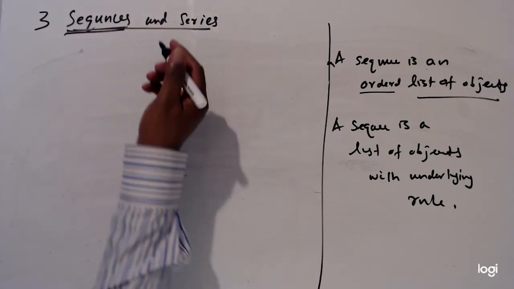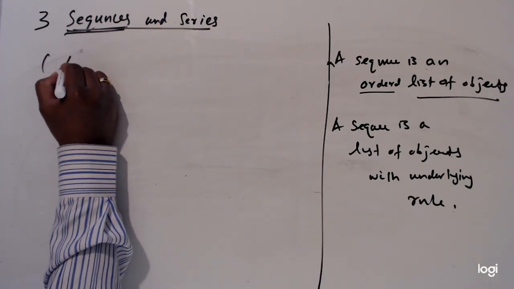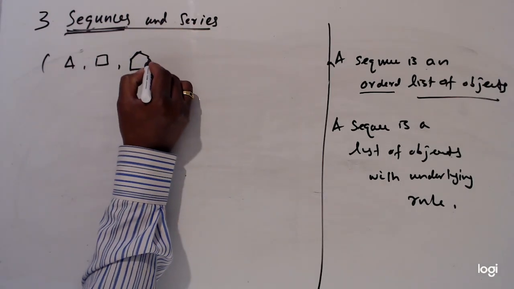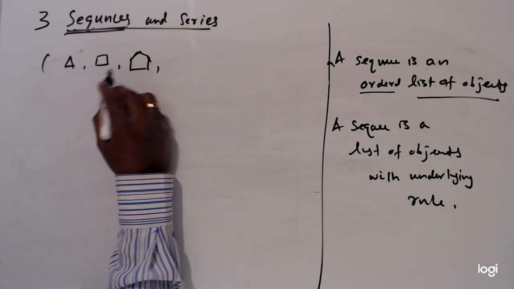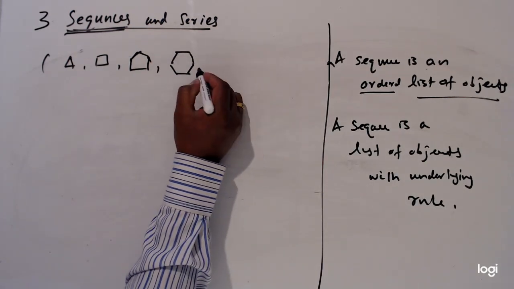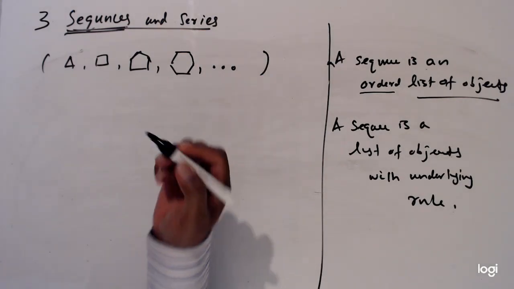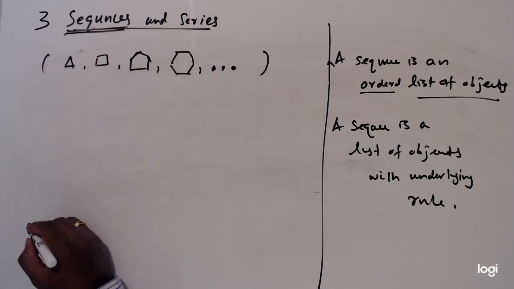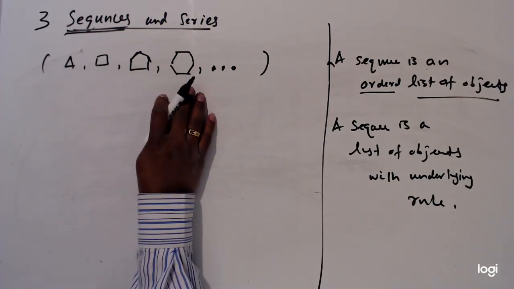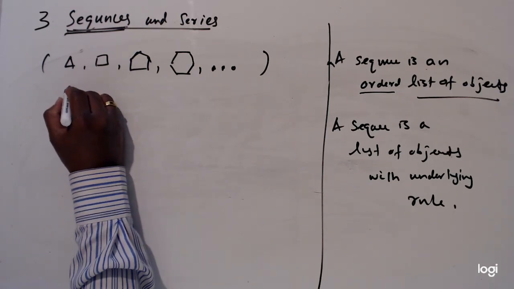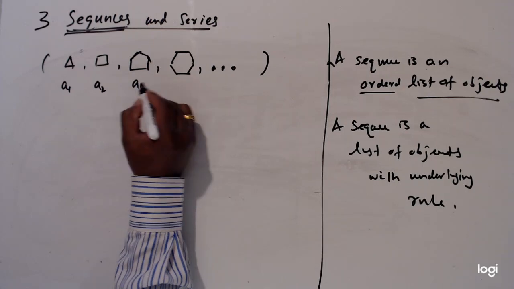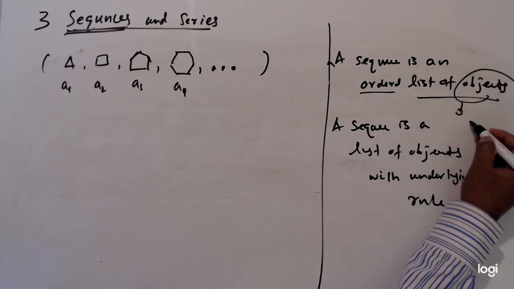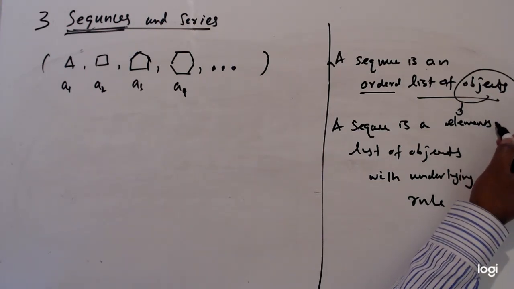For example, if you consider this one, a list of objects, it has to have three dots. Three dots mean it goes up to infinity. If you see anything with the three dots, that implies that it goes up to infinity. Now you can see a list of objects: the first object, second object, third object, fourth object. These objects are also called elements or terms.